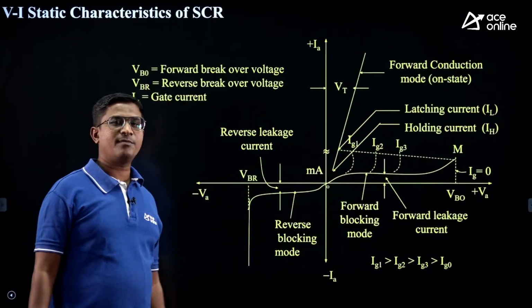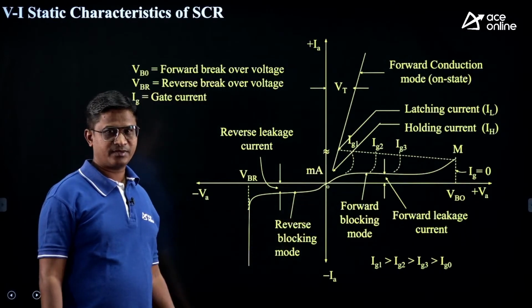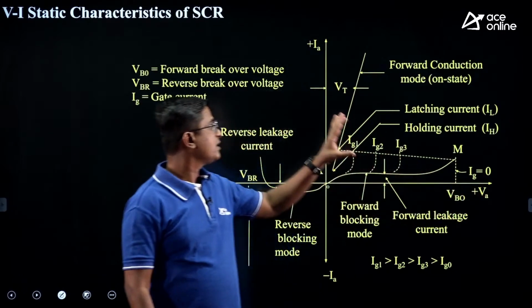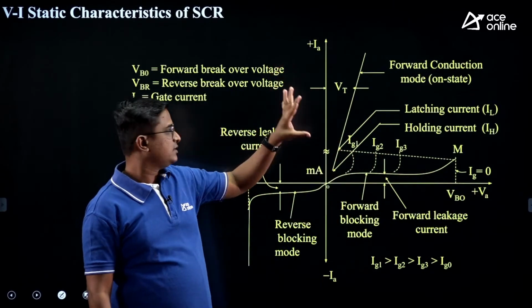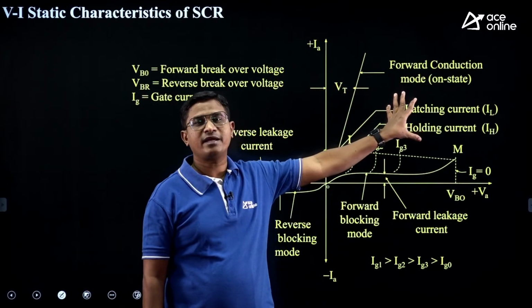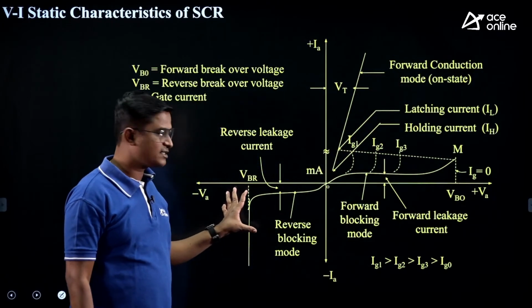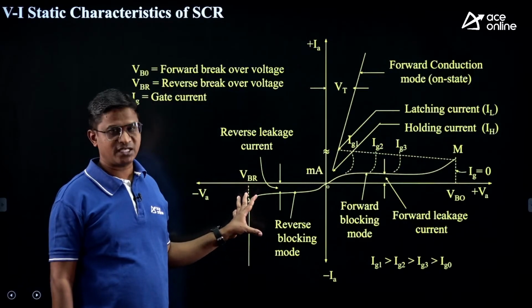You might have come across this type of characteristic, right? It is a plot between the voltage across the SCR and the current flowing through the SCR. This first quadrant characteristic indicates the SCR is in a forward bias mode. The third quadrant characteristic indicates the SCR is in a reverse bias mode.